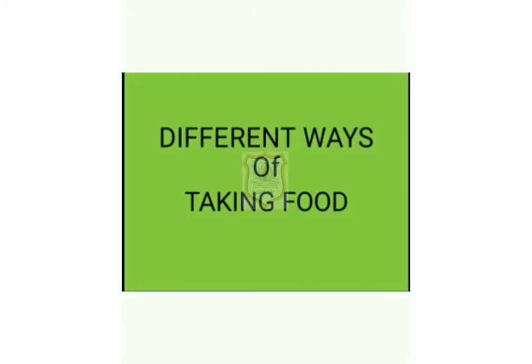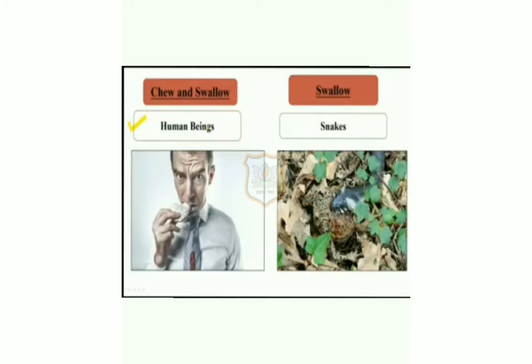Now we will study about different ways of taking food. So let's first study about human beings. How do human beings take their food? We first chew our food and then swallow it. So the mode of intake of food is chewing and swallowing. If we talk about snakes, what is their mode of intake of food? It is swallowing. They do not chew their food, they directly swallow it.